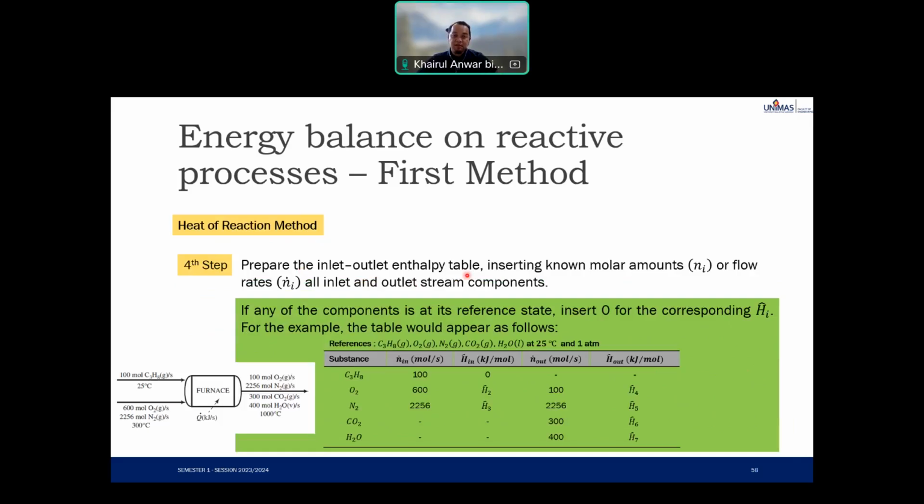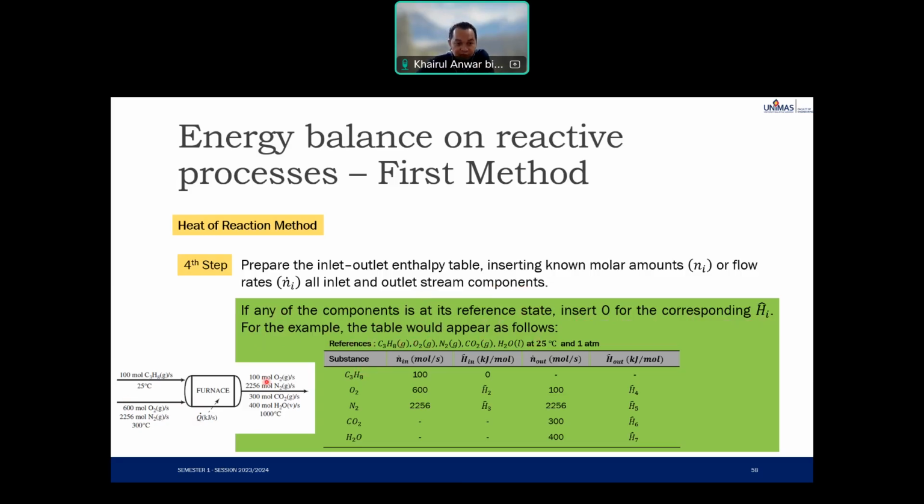Prepare the inlet outlet enthalpy table. Don't forget to write the reference. Insert known molar amounts. There are two methods; this is the first method, the heat of reaction method. Insert known molar amounts and flow rates for all inlet and outlet stream components. If any of the components is at its reference state, insert 0 for the corresponding H. For example, the table would appear as follows.